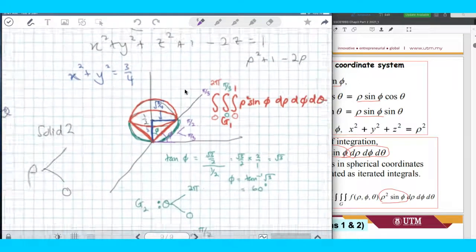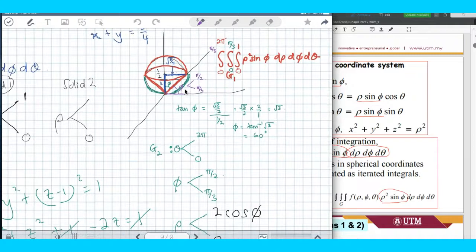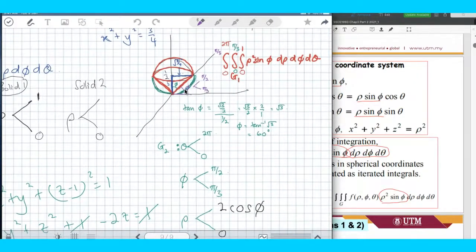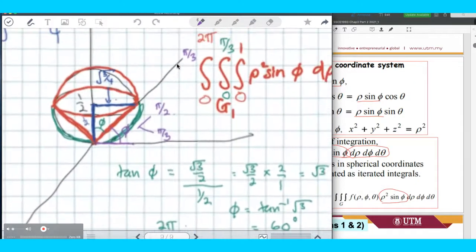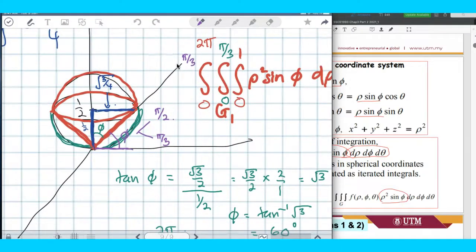Okay, so that is your limit of phi. Okay, now how about the limit of rho? So the limit of rho here is this. How can you determine the limit of rho?